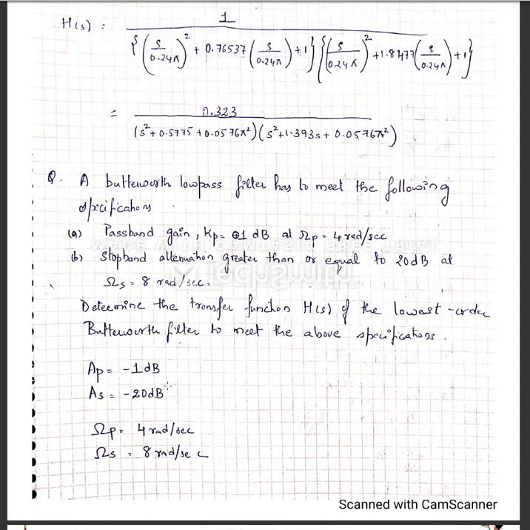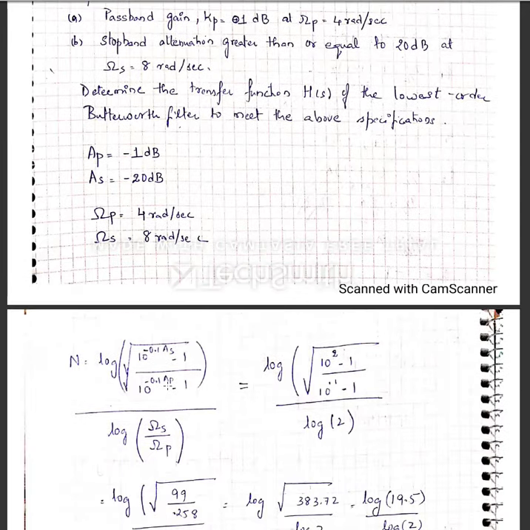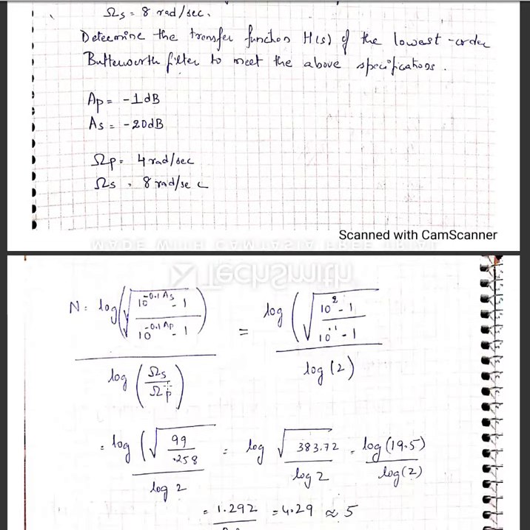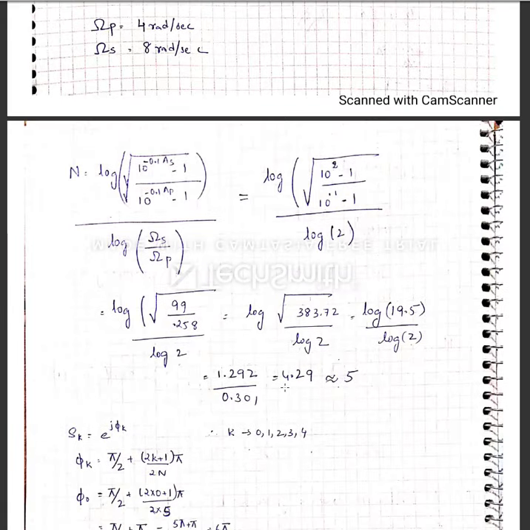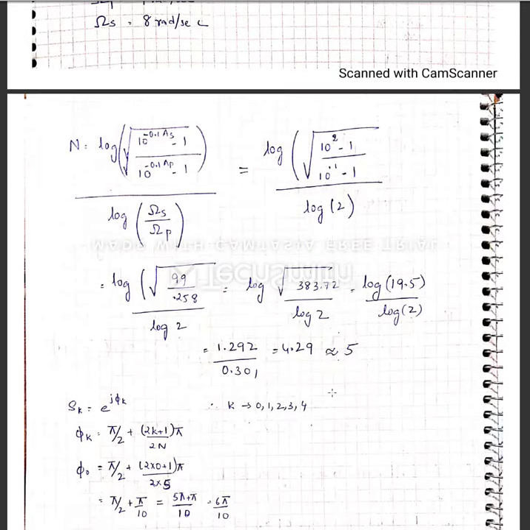So we consider this to be again a low pass filter. Usually they have the tendency to mention it in the problem, whether you are designing low pass, high pass, band stop, or whatever it is. However you have solved it before, you can solve it the same way. So n equals log of the same formula; you substitute the values, and you end up getting 4.29. That means n is 5. So you will have k ranging from 0 to 4: 0, 1, 2, 3, 4.